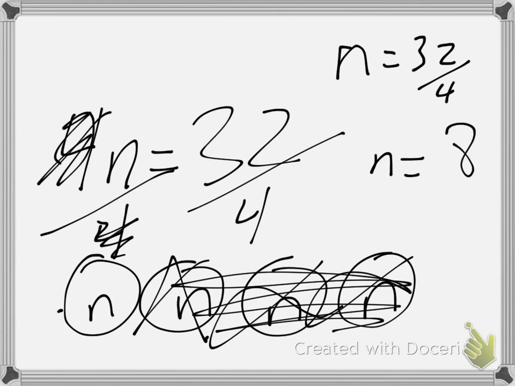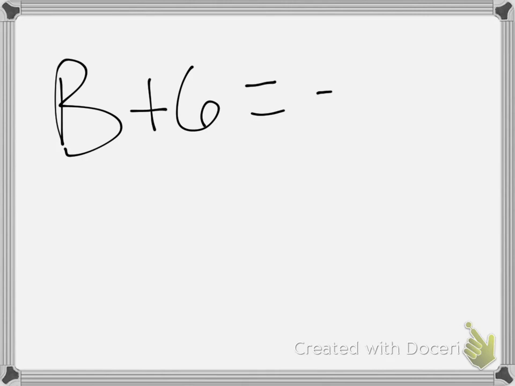All right, now what happens though if we have this? If we go to the next page here and we have, let's say, b plus 6 equals negative 15. What do I do with the plus 6? Take it away and it goes to subtract.